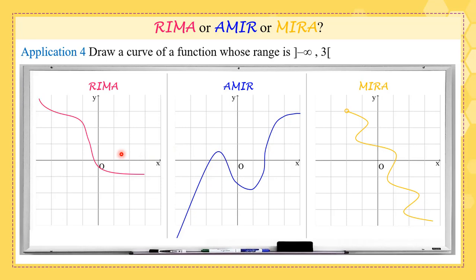Okay, now let's see the first one. In fact, in the first one, if we project on the x-axis, the domain of definition is from negative infinity to 3 opened, whereas the range, if we project on the y-axis, would be from negative 1 open to plus infinity. So this is not correct. And if we go to Amir, we can see that the domain of definition in this case is from negative infinity to positive infinity, the set of all real numbers, whereas the range is from negative infinity to 3 open. So Amir is correct.